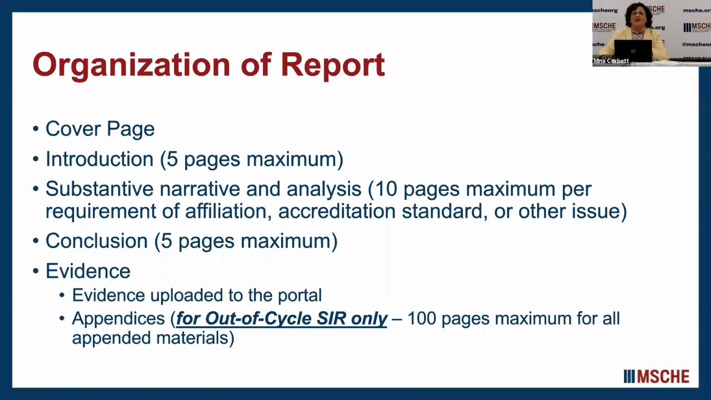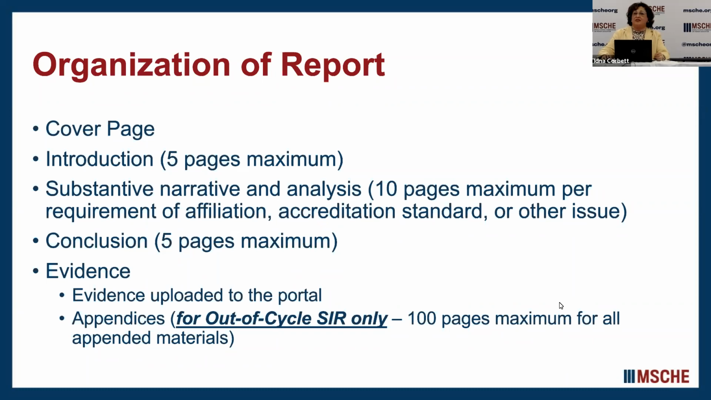This will be 10 pages maximum per requirement of affiliation, accreditation standard, or other issue. So if, for example, the commission action includes 2 standards for accreditation, then you would be limited to 20 pages maximum for that substantive narrative and analysis. Please note that you can include graphics, charts, and a lot of information, but please make sure that analysis is included as part of that narrative.